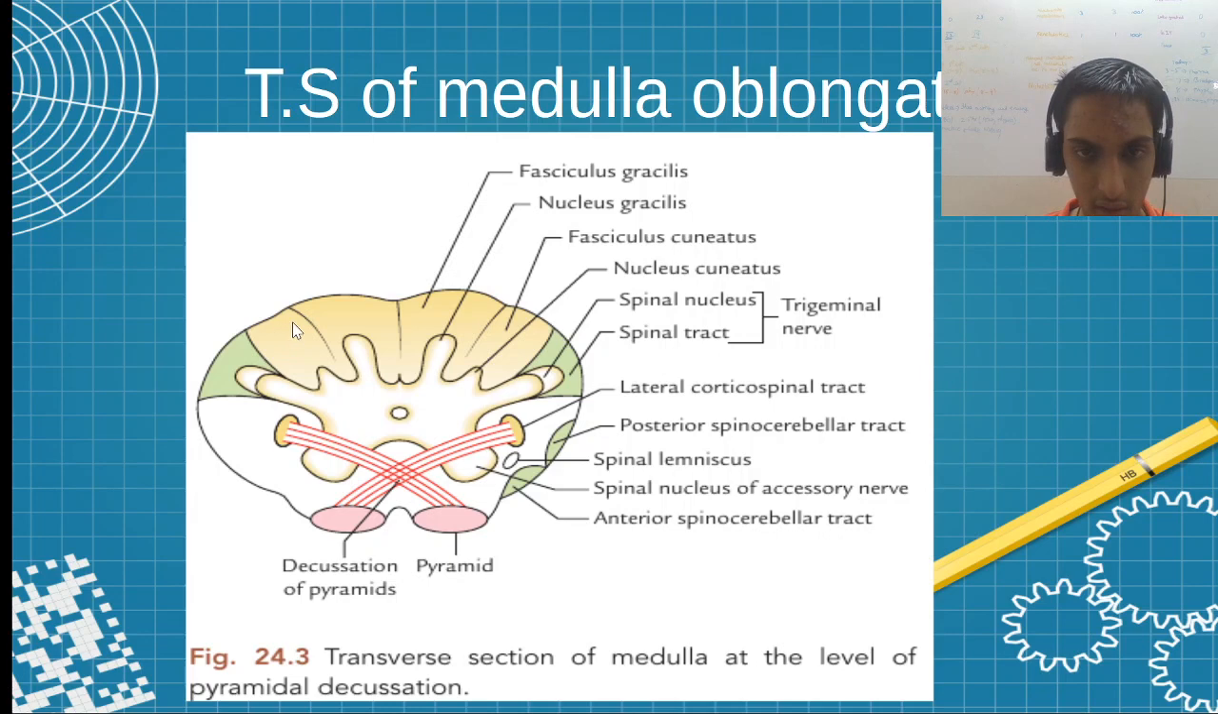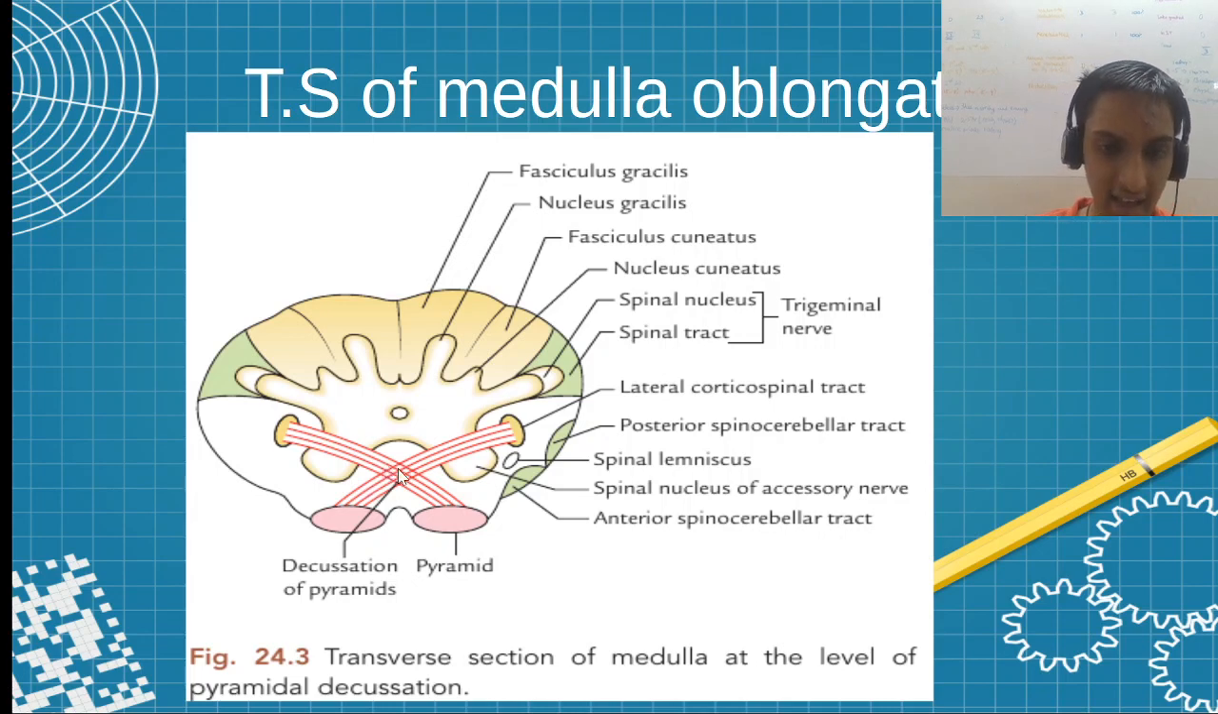What is it? So we are having fasciculus and nucleus gracilis. Now in place of gracilis, just add cuneatus, that's all. So fasciculus and nucleus gracilis and cuneatus. Then SNT5, that's the way to remember, spinal nucleus and tract of trigeminal. This is the lateral corticospinal tract, posterior spinocerebellar tract, anterior spinocerebellar tract. Spinal lemniscus, this is the spinal nucleus of accessory nerve.